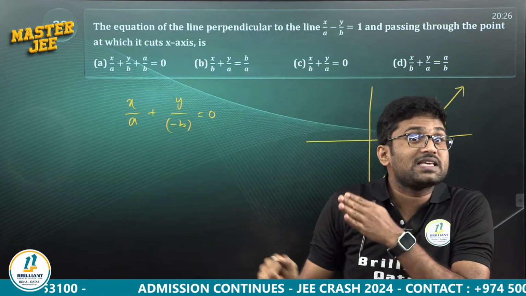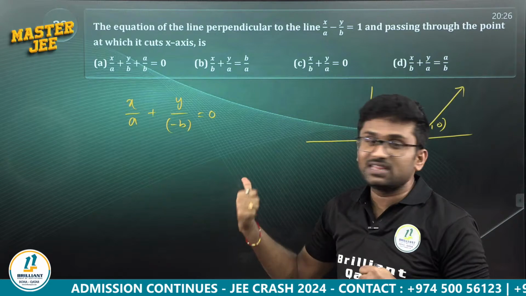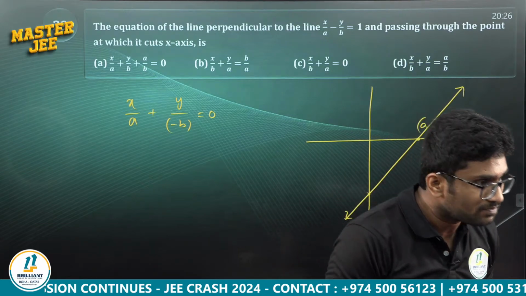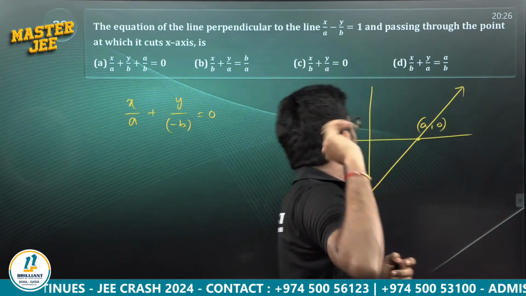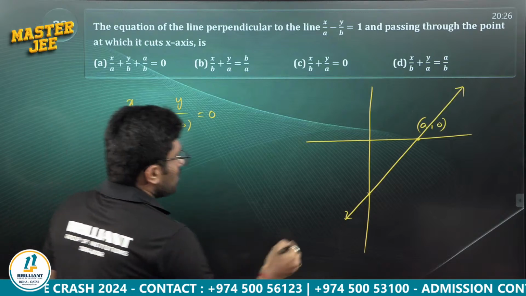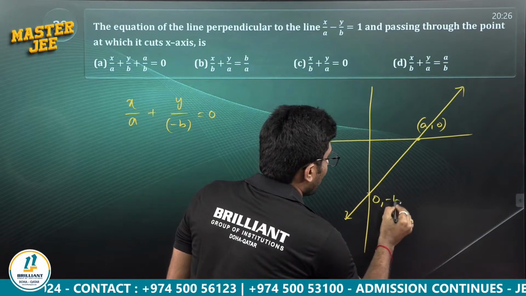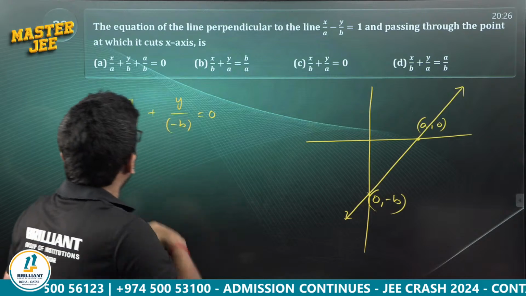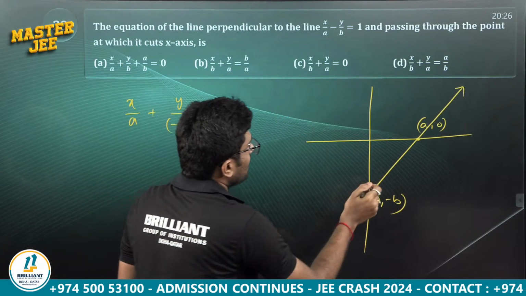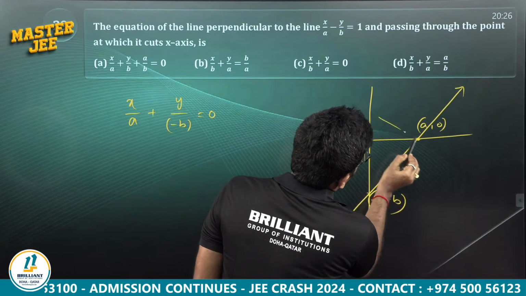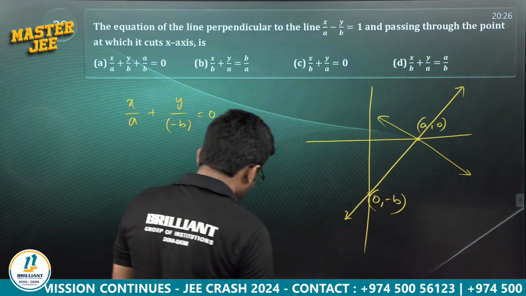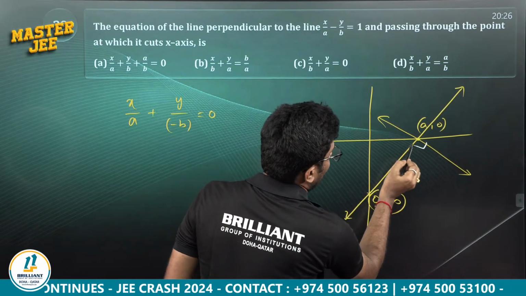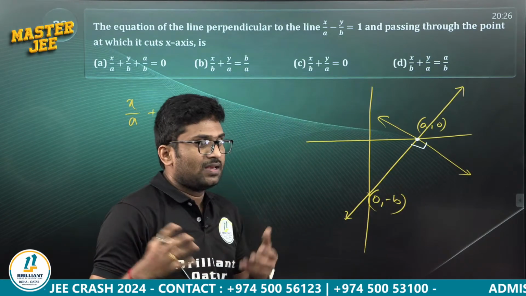Now we are just revising the basic part. Yes, exactly. Now this is the point 0 comma minus b. What is it asking us to do? The line is perpendicular to this and passing through the point at which it cuts the x-axis.